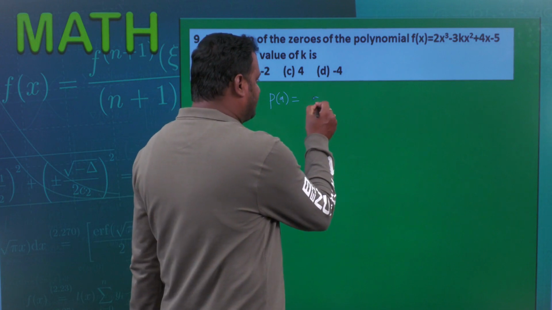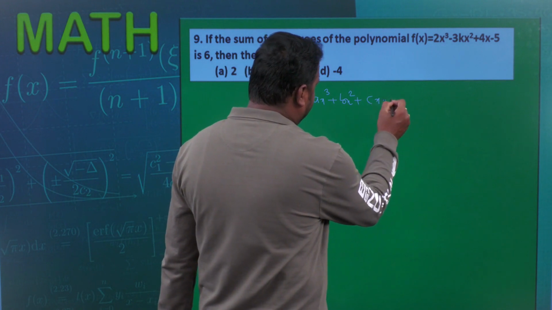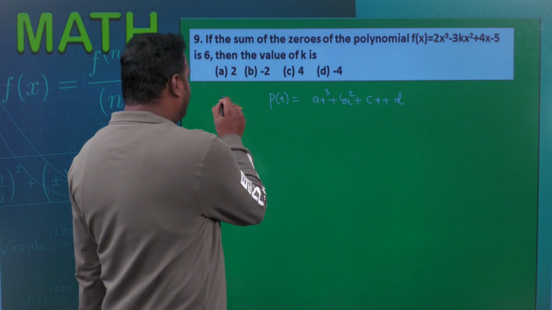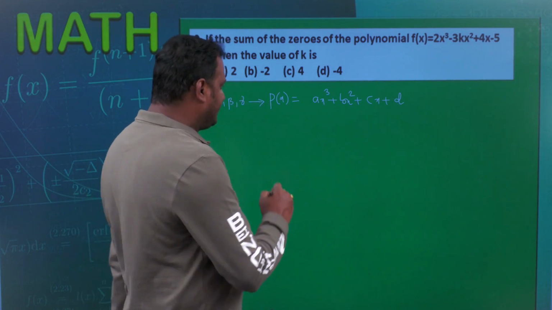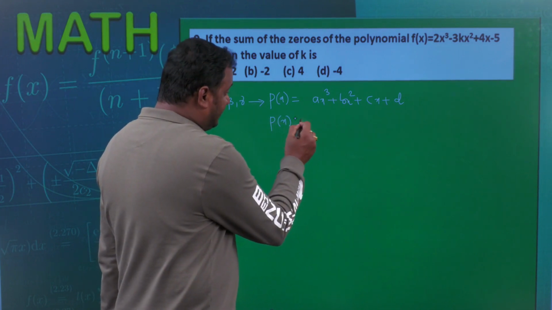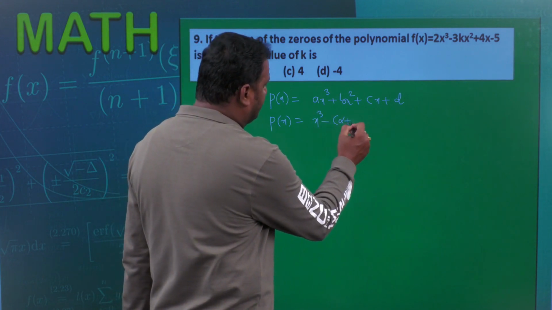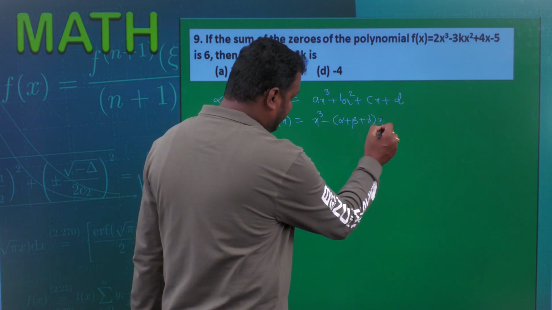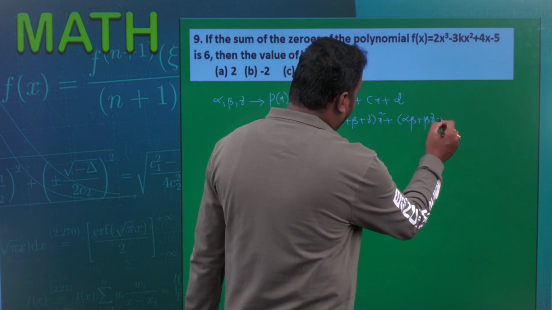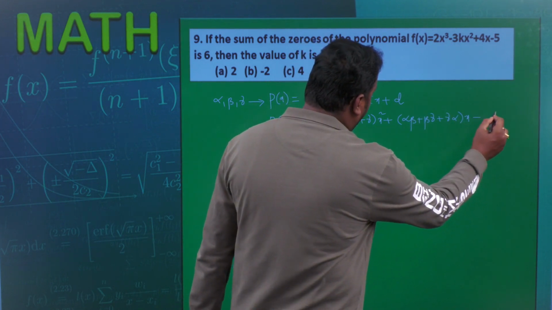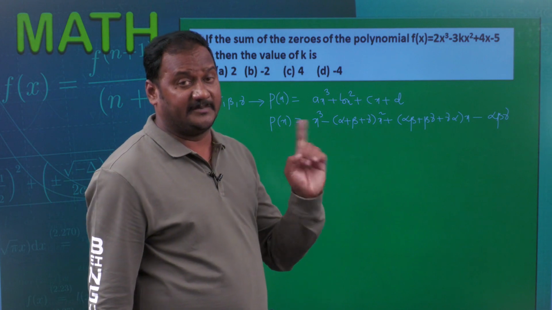If I take the standard form of p of x, that is ax cube plus bx square plus cx plus d. Suppose alpha, beta, gamma are zeros of this polynomial, then I would write another polynomial whose zeros are alpha, beta, gamma, that is x cube minus of alpha plus beta plus gamma into x square plus alpha beta plus beta gamma plus gamma alpha into x minus alpha beta gamma. This is the third degree polynomial whose zeros are alpha, beta, gamma.